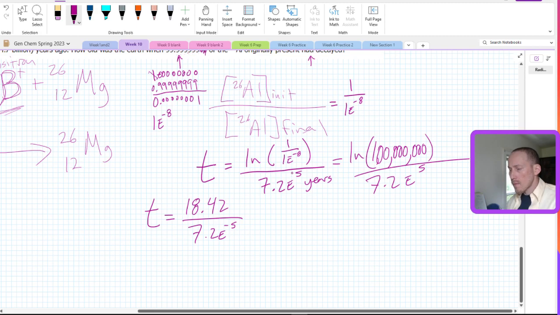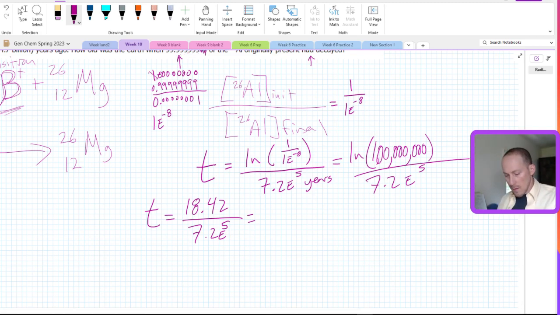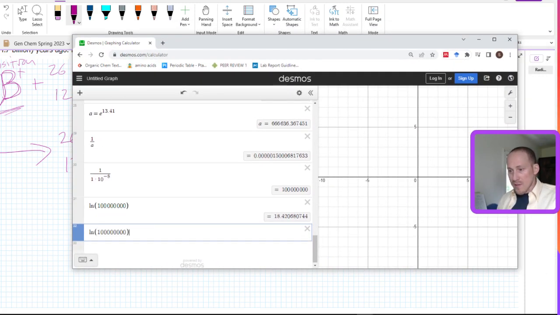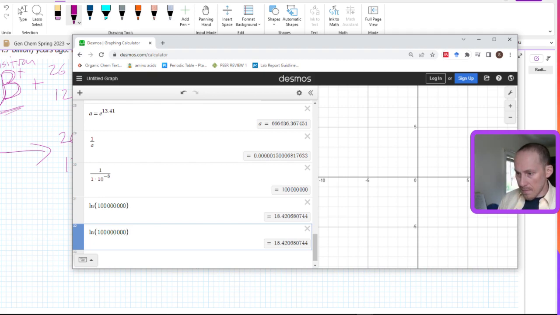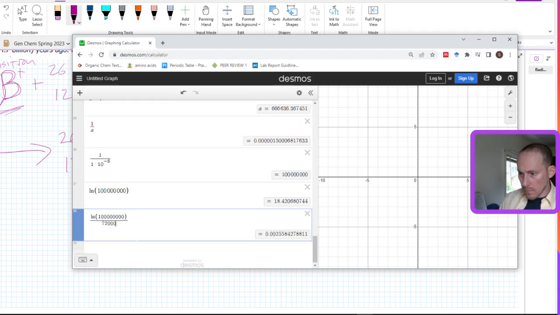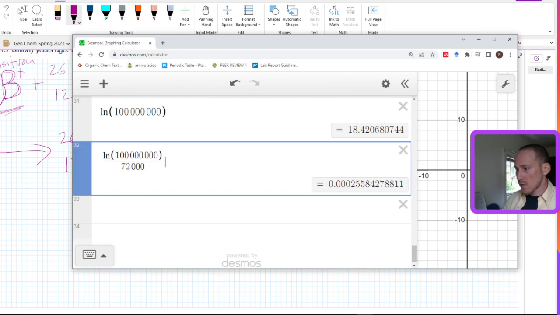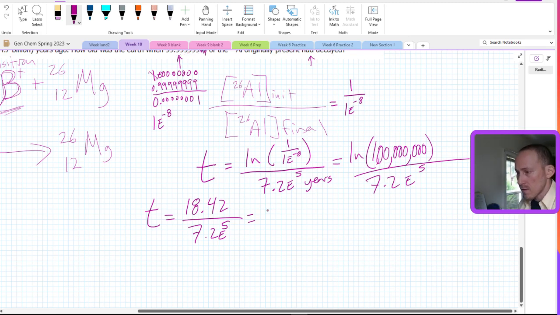Okay. Oops. So that should not be negative. 72,000 years. But I think you can see right away, hopefully, that this is going to be a fairly quick time, which makes sense based on the premise of this question. This is an extinct nuclide, but we'd expect it to go real fast. So we got 2.55 times 10 to the minus 4 years.